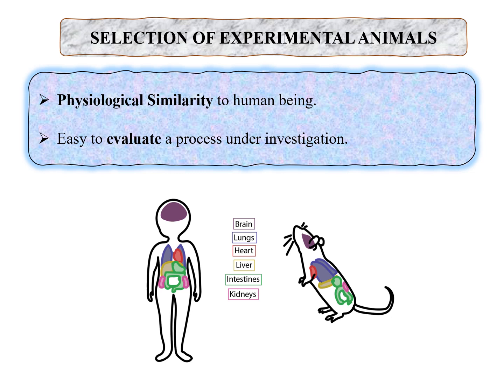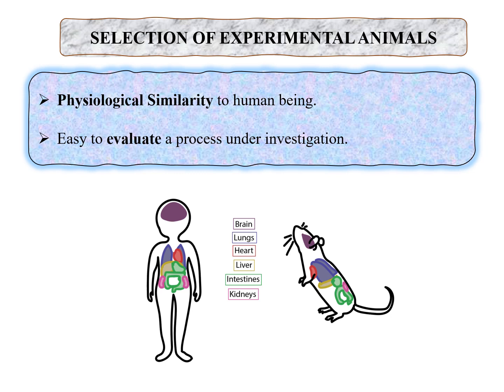Let's see about the selection criteria for experimental animals, that on what basis you are selecting different types of animals. The animals which are going to be selected should have physiological similarity to human beings. For example, if you want to conduct a study on heart or lungs, it should have similarity with the human.